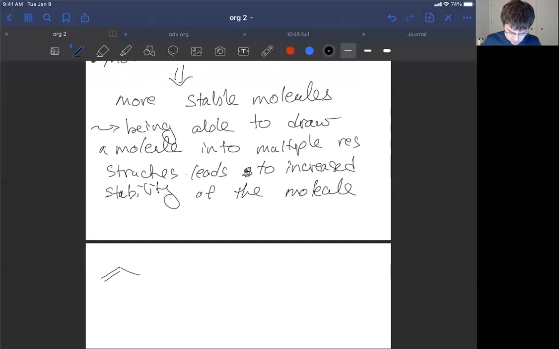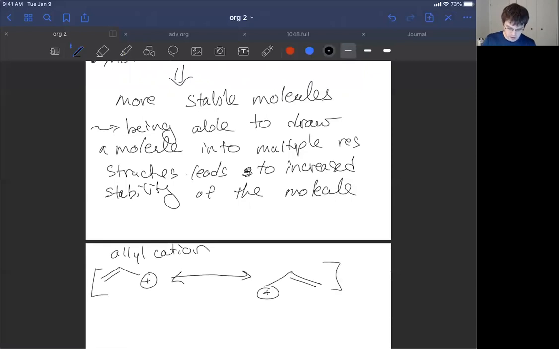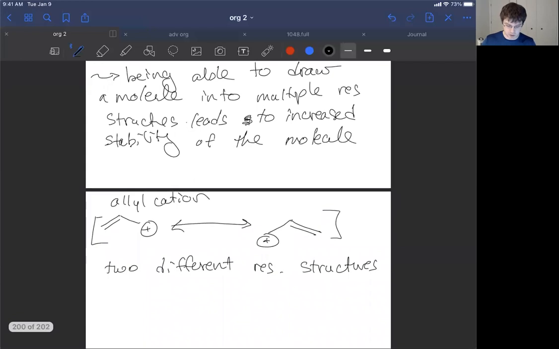So here is an allyl cation. Now what you can do, we'll use our double-headed arrow to show resonance, is we can actually also depict this resonance structure as having the positive charge on the left side. Okay? So these two are two different resonance structures, same molecule.